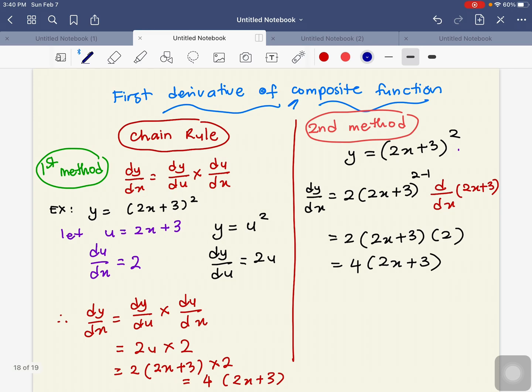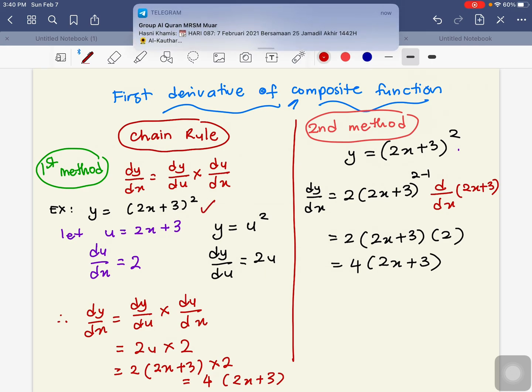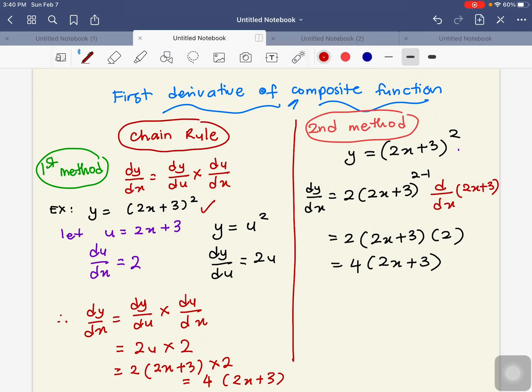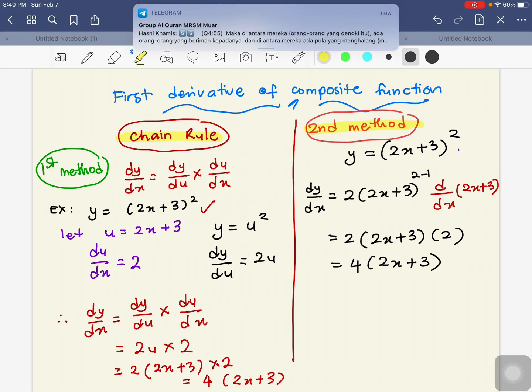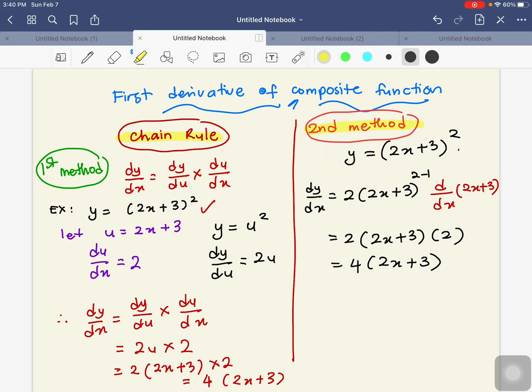Sekarang kita pergi sikit lagi, iaitu first derivative of composite function. Okay, tadi I ada nampak soalan ni keluar. 2x tambah 3 kuasa 2. Okay, so for this one, kita kena guna chain rule. Kalau tak nak guna chain rule pun, I have another second method untuk I ajarkan you all. It's up to you which one you want to use, okay? So, using the chain rule, we have dy over dx and we have du over dx.